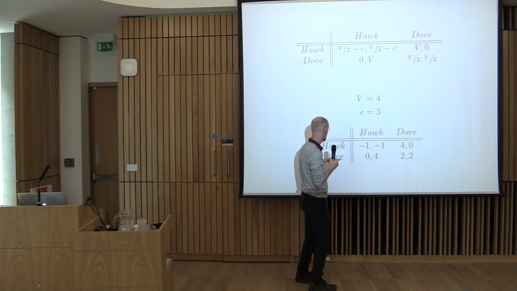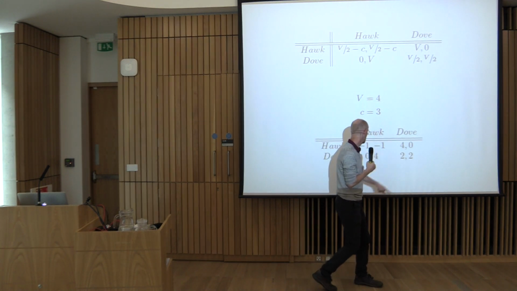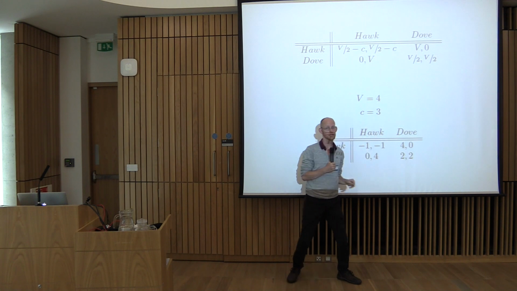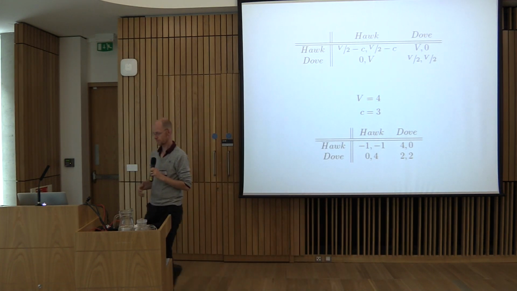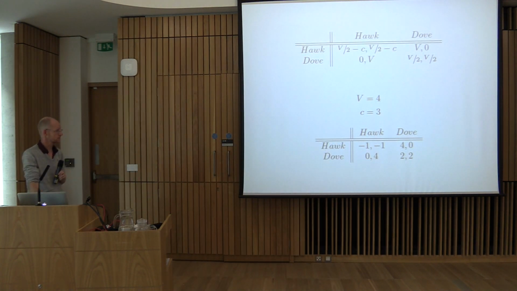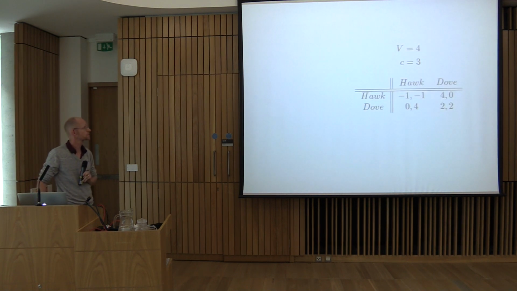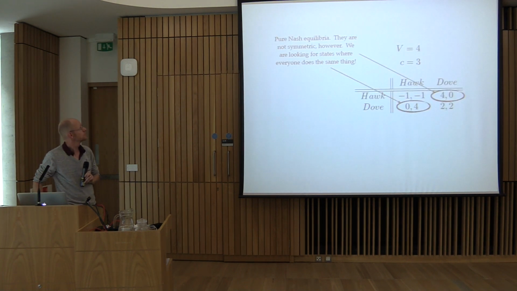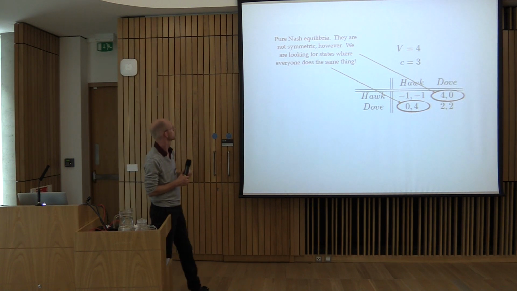Well, if you play hawk, I play dove, and if I play dove, you play hawk. So these two are actually the equilibria of the game, at least in pure strategies. You're not allowed to mix. So these two are the pure Nash equilibria.